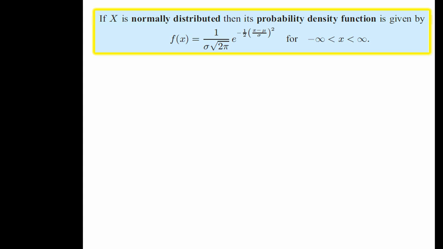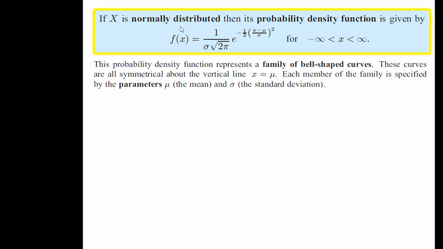So if X is normally distributed, then its probability density function can be given by this. So this is a pretty unusual looking equation. That's understandable. So probability density function. You've got pi, you've got e for exponential in there, you've got mu for the mean, you've got the standard deviation or variance, that kind of thing. Pretty complicated looking thing. So this probability density function represents a family of bell-shaped curves.